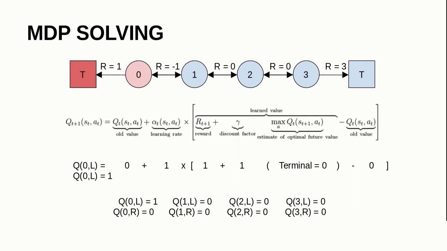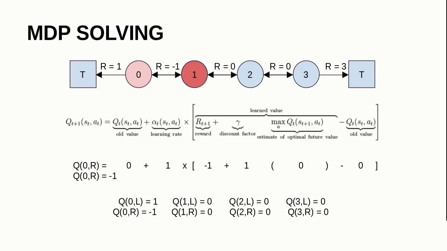Our reward after taking the action left will be +1. For discount, we will use 1. We can ignore what discount does for now. We then use the maximum action value of the state we transitioned to. Since the state is terminal, it does not have a value. And we finish by subtracting the old value for Q0L, which was 0. If we were to start another episode and decide to go right, what do you think the value of right in state 0 would be? It would of course be -1.